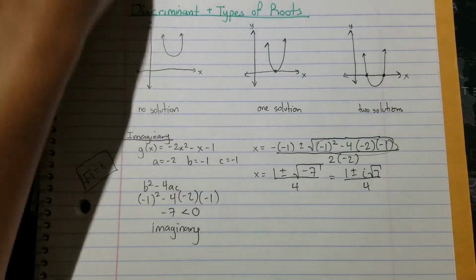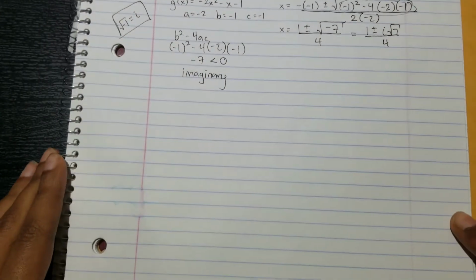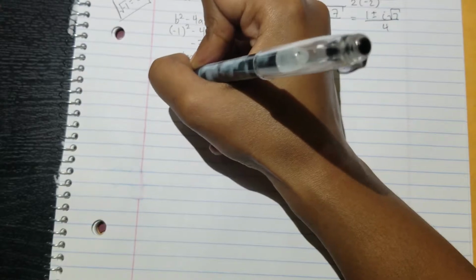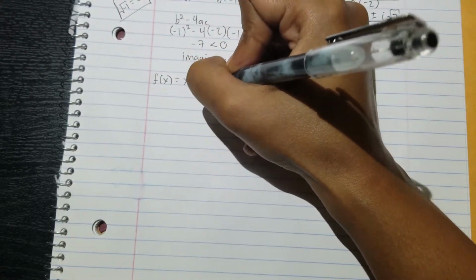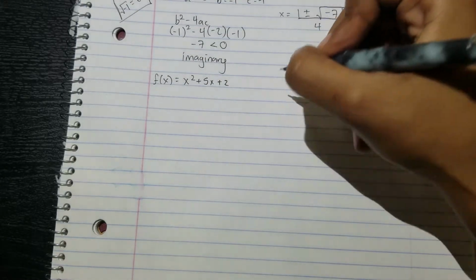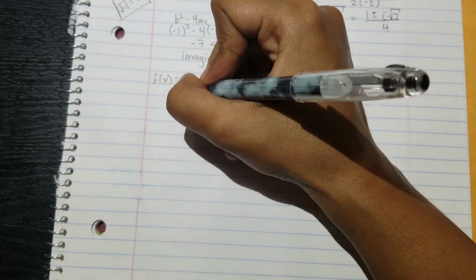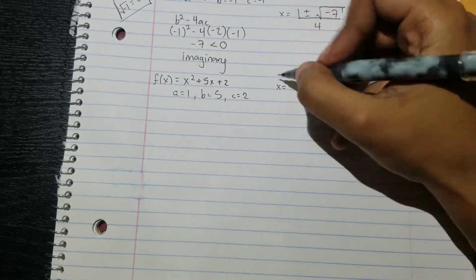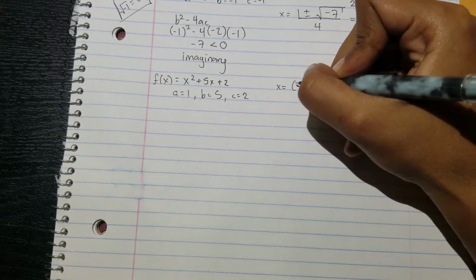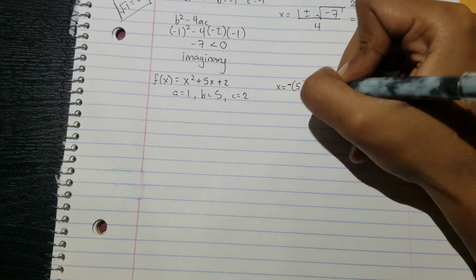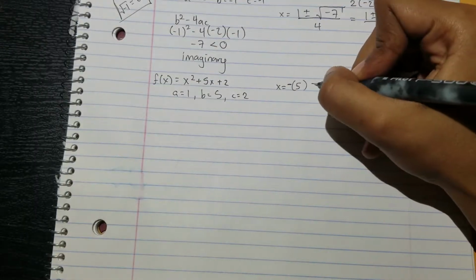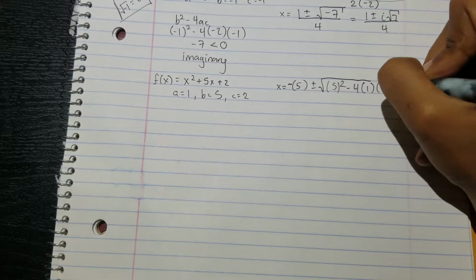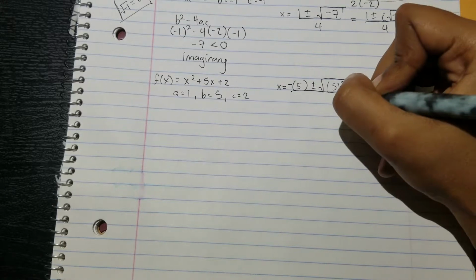Okay, let's move on to another example. Let's say we look at the function f of x equals x squared plus 5x plus 2. If we plug in a equals 1, b equals 5, c equals 2 into our quadratic formula, there's going to be a negative out here, so negative times 5, because it's negative b, plus or minus the square root of 5 squared minus 4 times 1 times 2, all over 2 times 1.